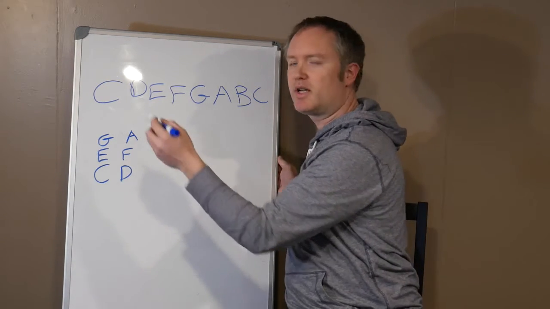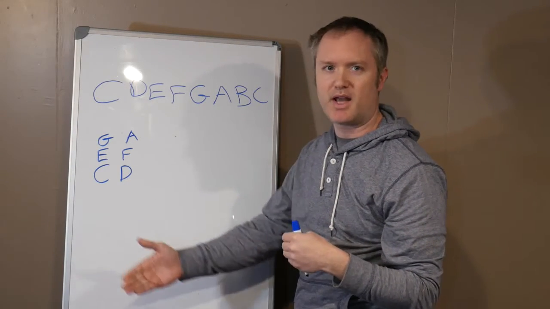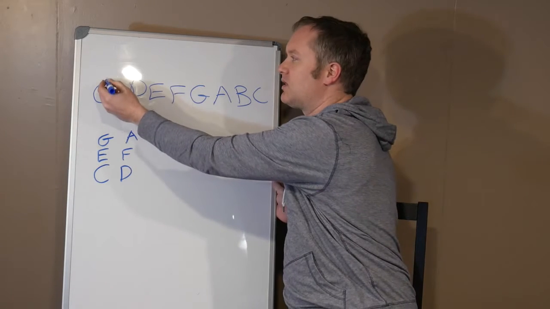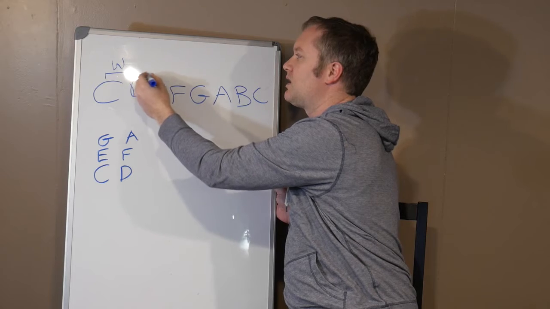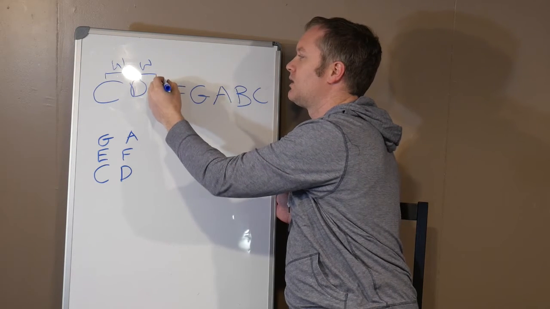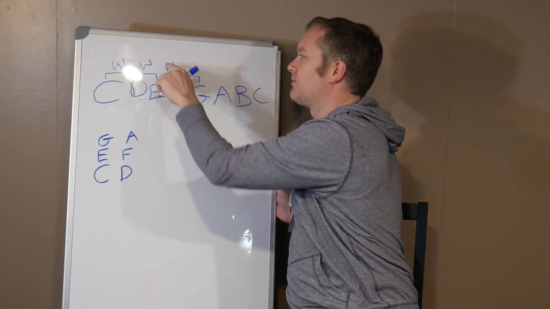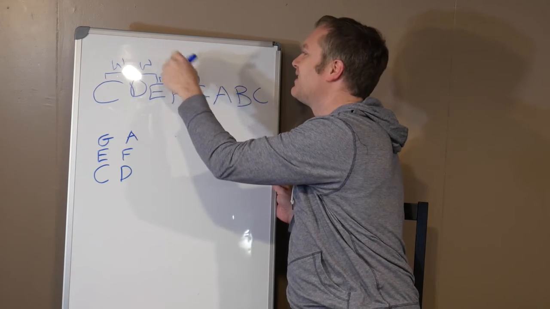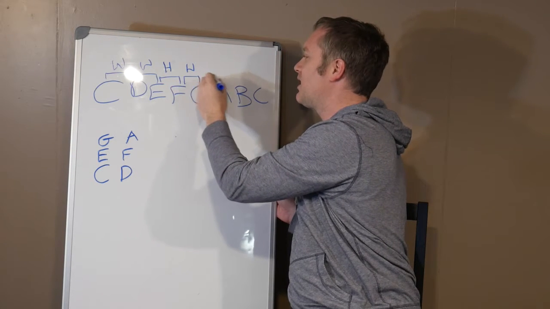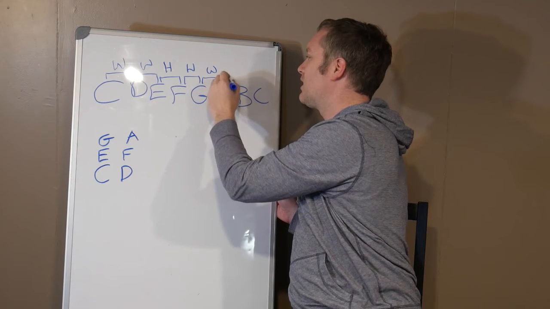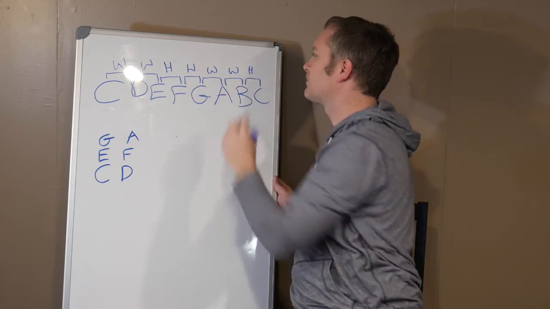Now, you might know this already, but a scale is designed with whole steps and half steps. And so between C and D is a whole step, D and E is a whole step, E and F is a half step, F and G is a whole step, G and A is a whole step, A and B is a whole step, and B and C is a half step.